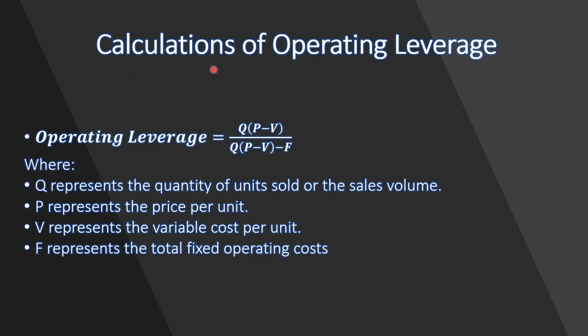This slide shows the calculations of operating leverage. Operating leverage can be calculated with the following formula. Q represents the quantity of units sold or the unit sales volume. P represents the price per unit. V represents the variable cost per unit. F represents the total fixed operating cost.